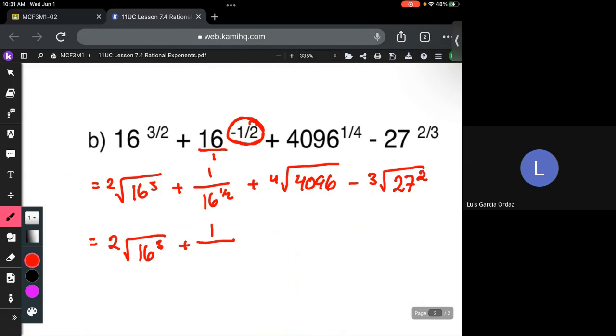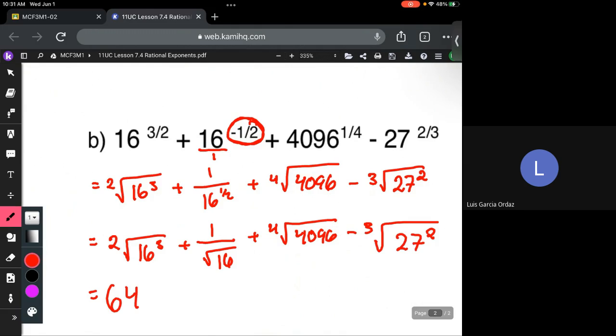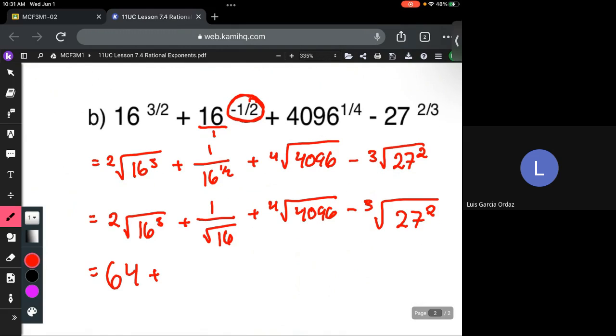So 16 to the power of 1/2 is just the square root of 16 plus the quartic root of 4096 minus the cubic root of 27 to the power of 2. Can someone give me the value for the first one? What is 16 to the power of 3 over 2? 64. What's the square root of 16? 4. So I'm going to get 64 plus 1 over 4.